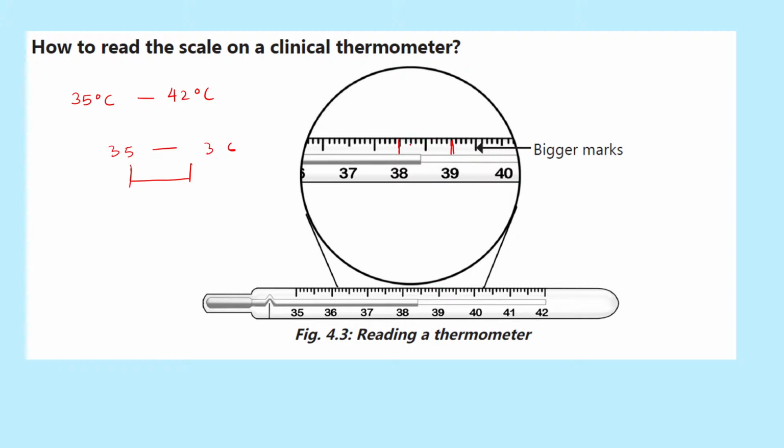Sorry, 10 lines are there. So one line is one point. 1, 2, 3, 4, 5, 6, 7, 8, 9, 10. So this is the 4th division. It is showing the reading at the 4th division. So 1 is 0.1 degree Celsius. Since 4 are there, it will be 0.4 degree Celsius. So 38.4. So how much is the temperature? 38.4 degrees Celsius. This is how you are going to read it.